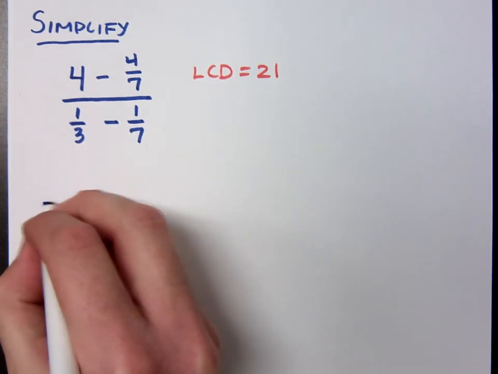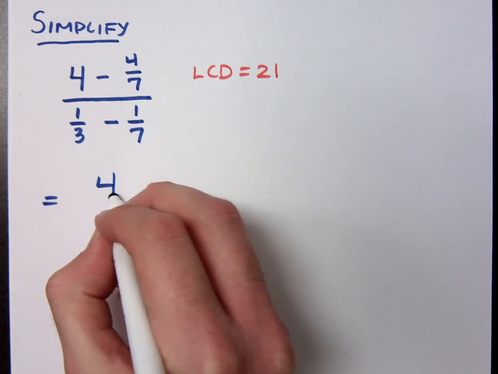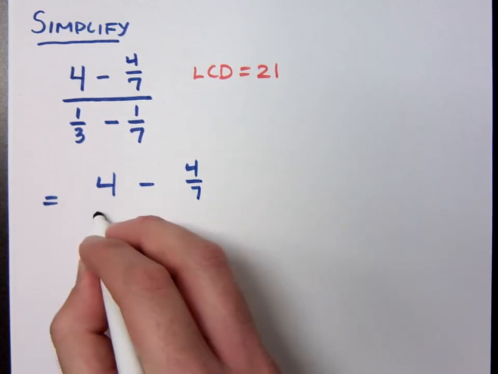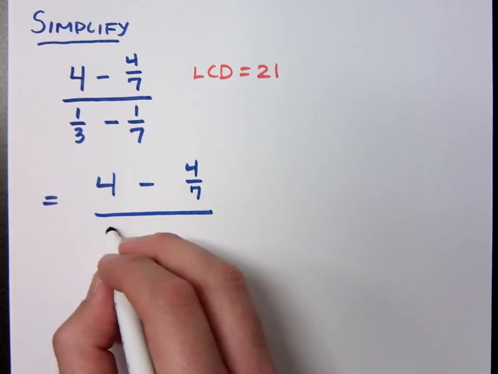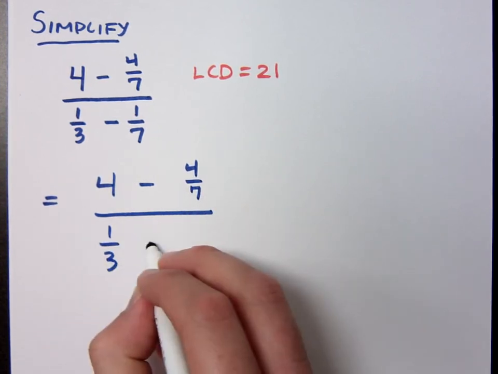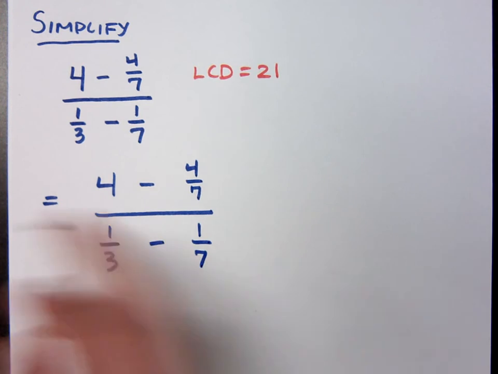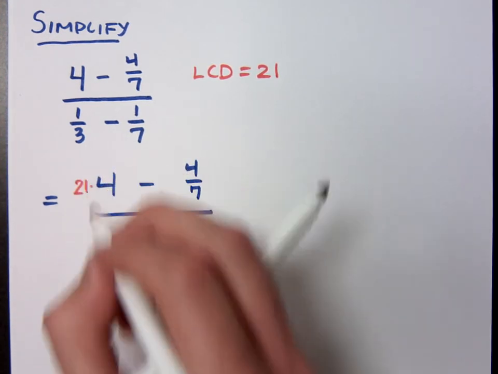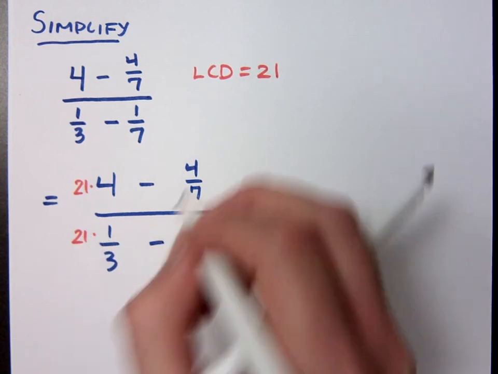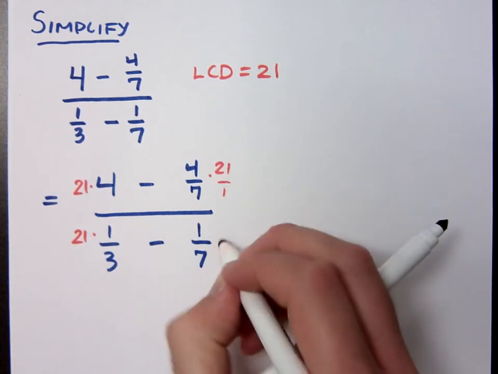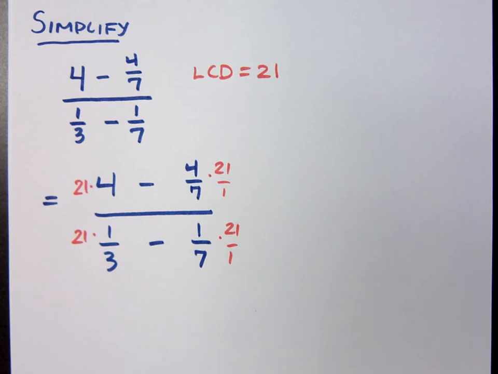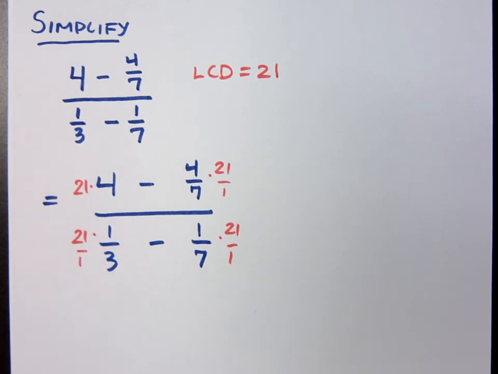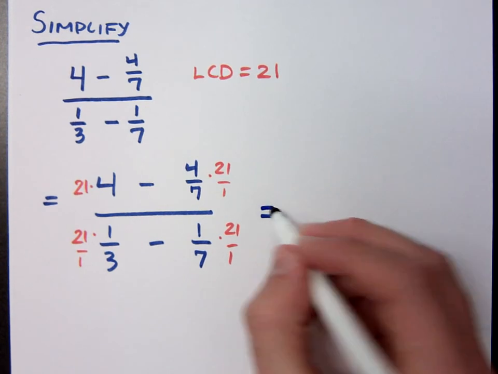Now I'm just going to rewrite this a little bit to help us out. Okay. Let's see. So now I'm going to multiply everything times 21, for everybody here. Okay, now let's see what happens whenever I reduce this.